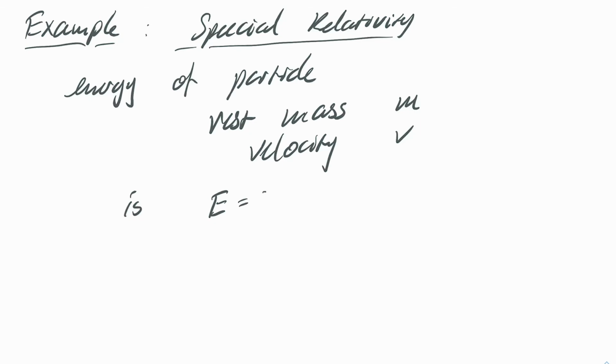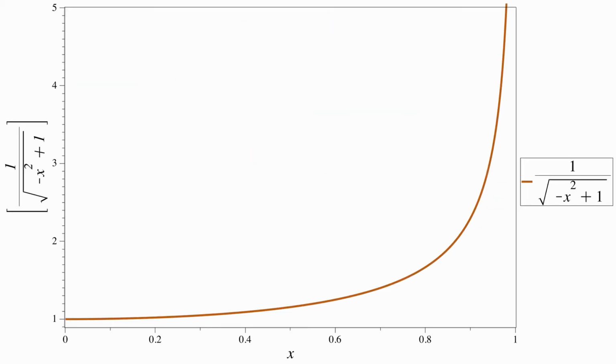So the energy of a particle observed to be moving with a velocity v, which has a rest mass in its own rest frame of m, is E equals gamma mc squared, where gamma is the contraction factor 1 over the square root of 1 minus v squared over c squared, where c is the speed of light. As v approaches c, this factor approaches infinity. Let's now use the binomial series expansion to find the low speed approximation.